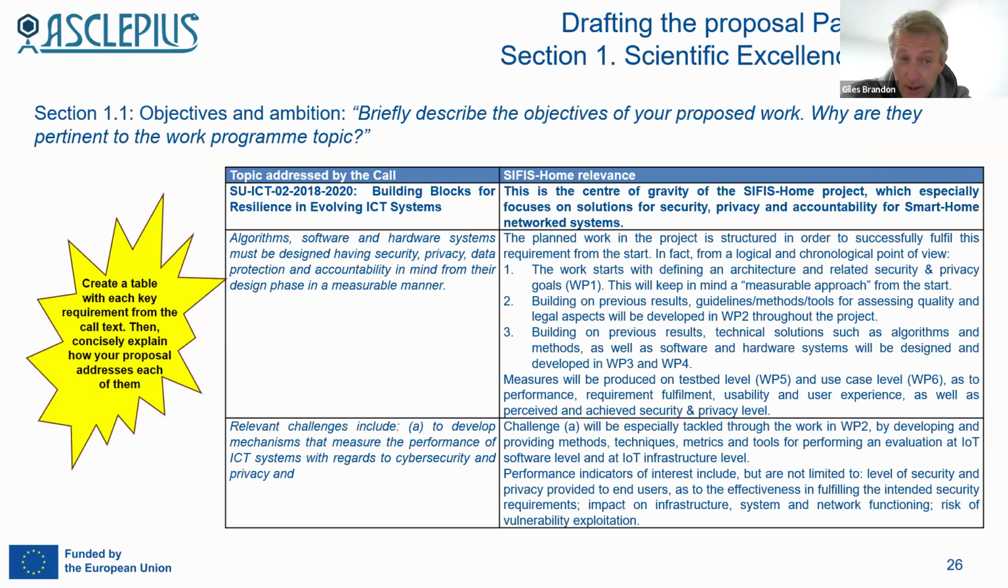Also, in this section 1.1, I'm reading the sentence near the top where it says, section 1.1, objectives and ambition. And then it's italicized: briefly describe the objectives of your proposed work. Why are they pertinent to the work program topic? So this bit of italicized text has come straight from the standard application form. The standard application form explains what you're meant to write about in the different subsections. I'm not going to try and explain for each of these bits of text, each of these requirements, what you need to do, but the key ones.